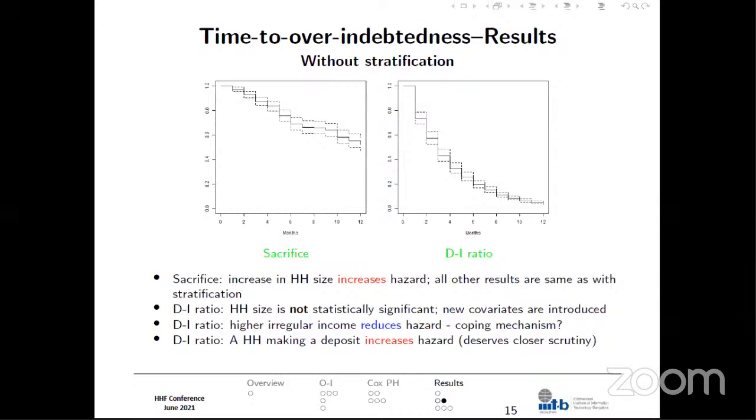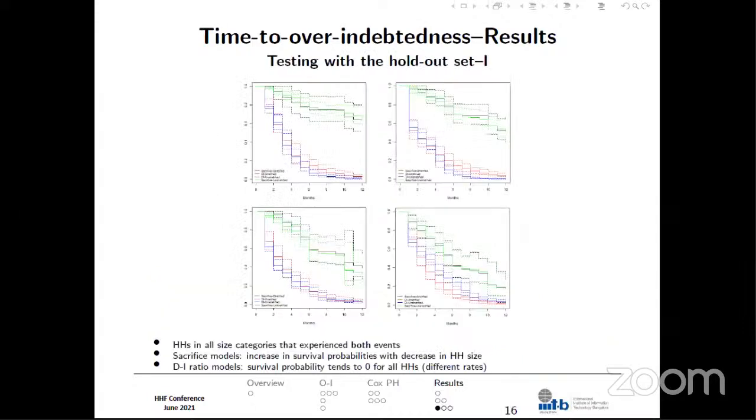Having constructed these models, we tested them with household data from the holdout set. Here again we took two cases. We took households which experienced both types of events, and then next we looked at households that experienced only one of these two types of events, so the event of sacrifice or the event of higher debt to income ratio. Again, what I'd like to highlight here are the models that we've constructed with respect to the sacrifice definition. They are able to indeed make some difference in the prediction of the time to event probability.